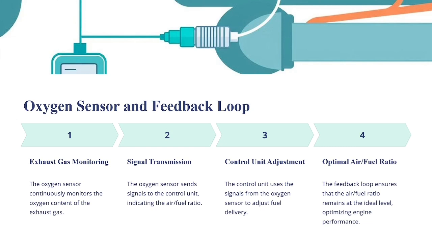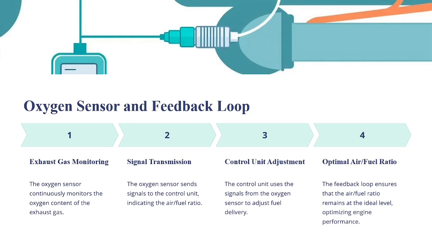Exhaust gas monitoring. The oxygen sensor continuously monitors the oxygen content of the exhaust gases. It means the oxygen sensor located in the exhaust manifold monitors oxygen levels in the exhaust gases. The sensor measures the difference between the actual oxygen levels and the ideal levels. That is the air fuel ratio. The sensor output voltage indicates if the mixture has more air or more fuel.